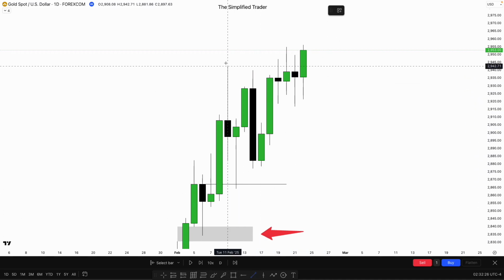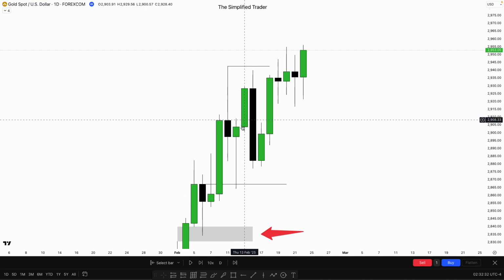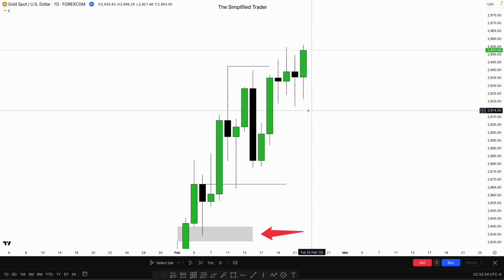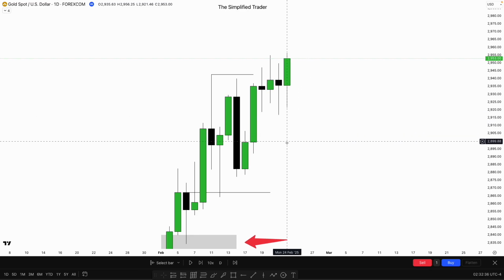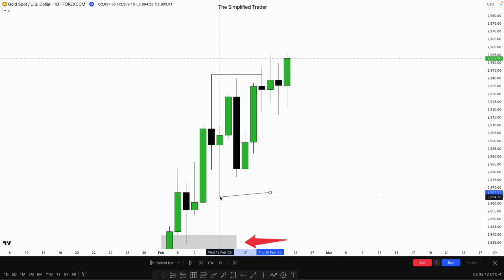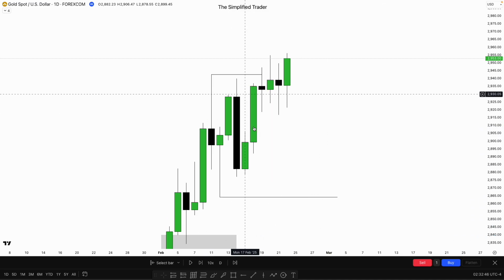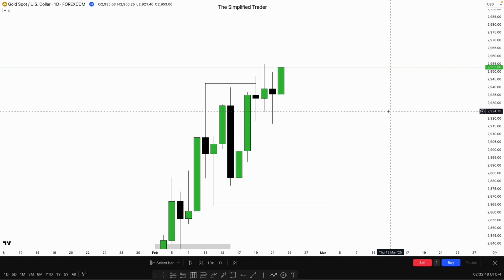Instead, what happens? We fail to take out this high and we close back through these two opposing up close candles, which to me is a sign of weakness. So now what happens? We draw out this range high, and we can go ahead and draw out this range low. So now we are stuck in this range. Now, how do I know to start looking for reversals?